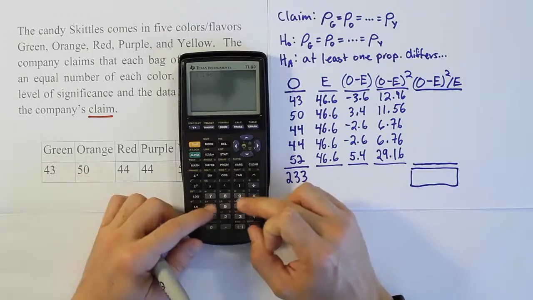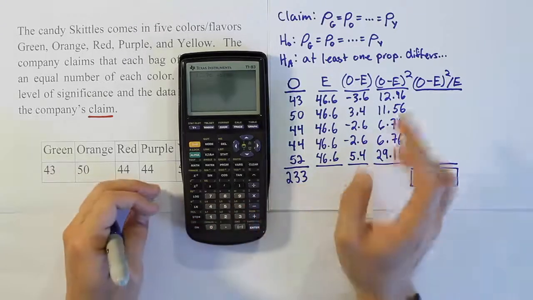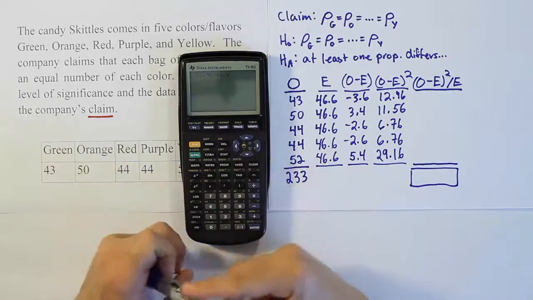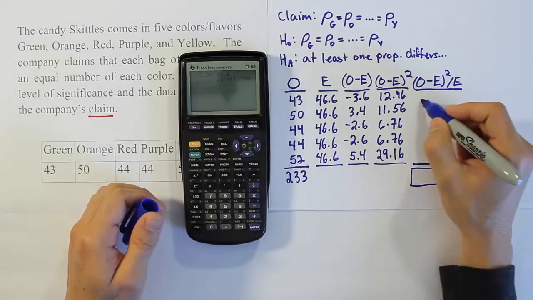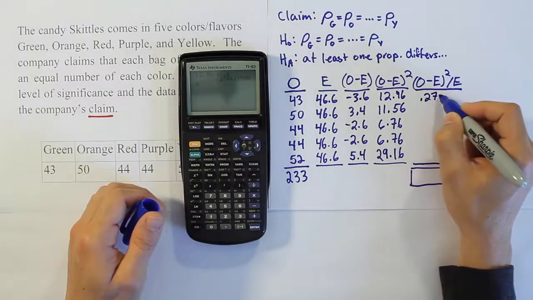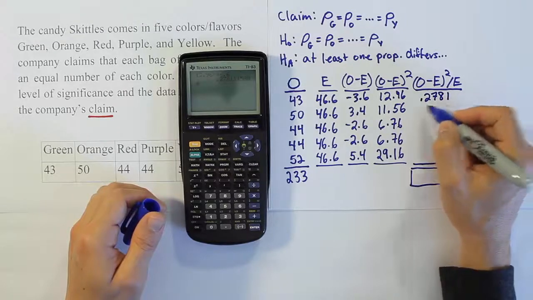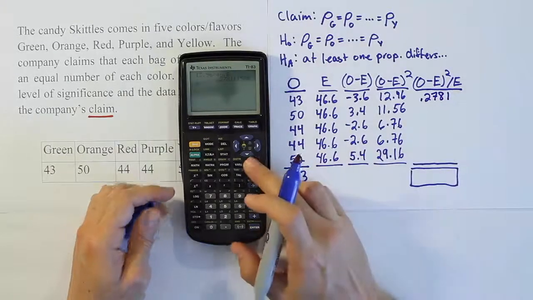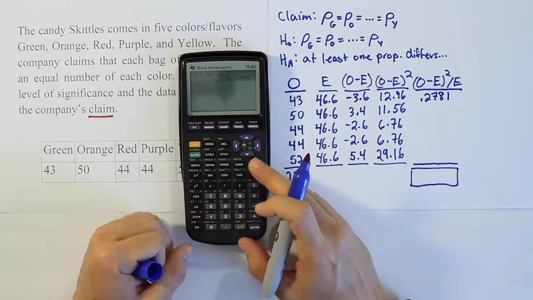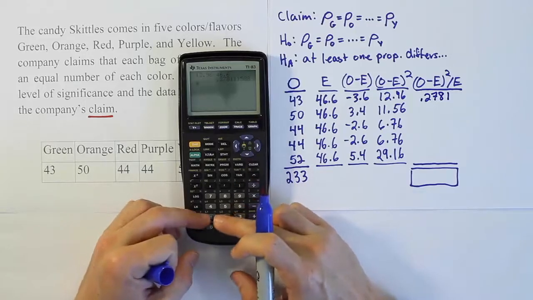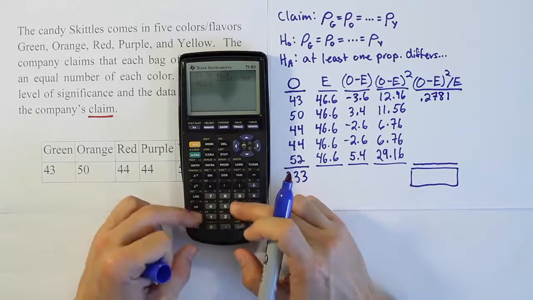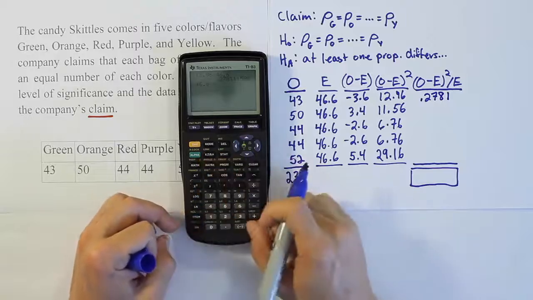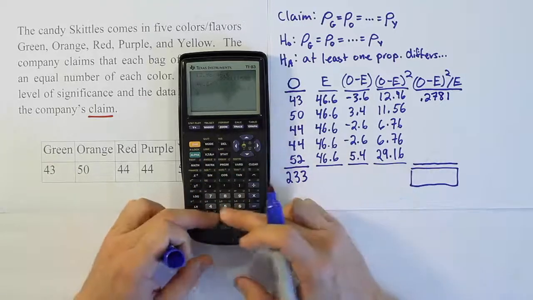12.96 divided by 46.6. And actually each of these is going to be divided by 46.6, right? So we're going to have 0.2781 to 4 decimal places. And what I'm going to do to actually make things move a little faster is store the 46.6 in my calculator as x. So it'll just be a little bit less keystrokes as I do it.